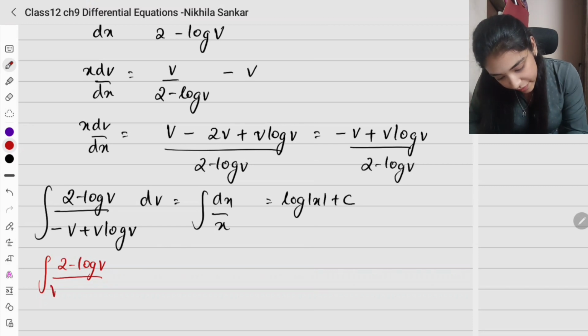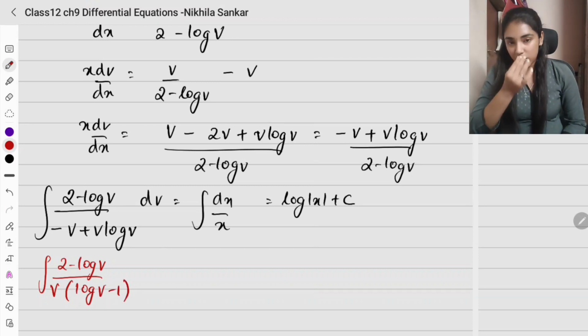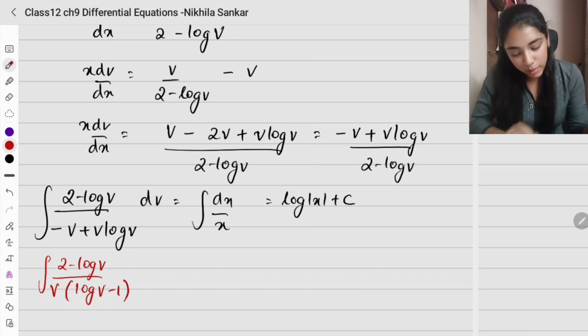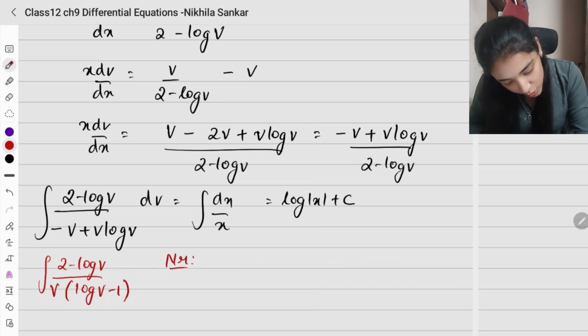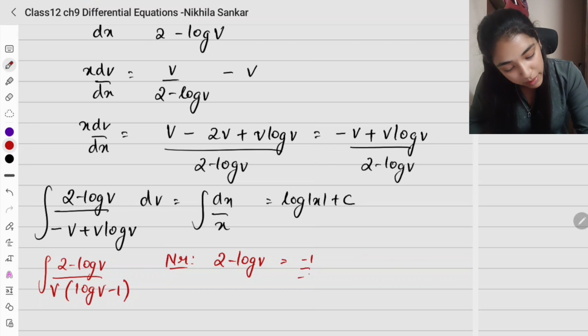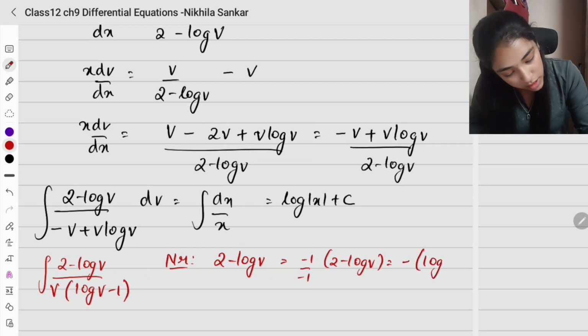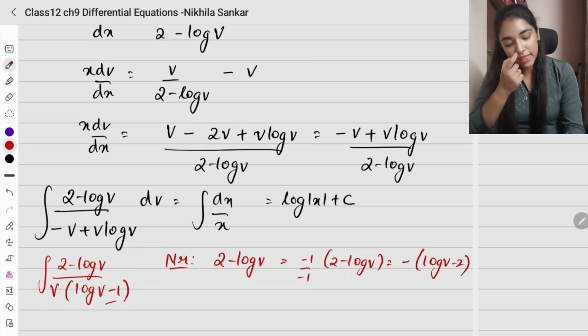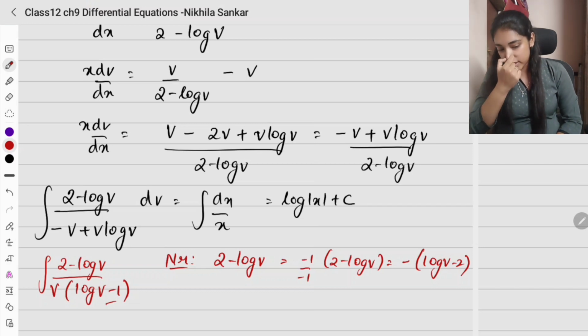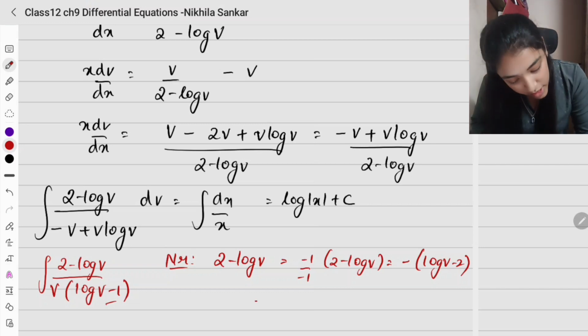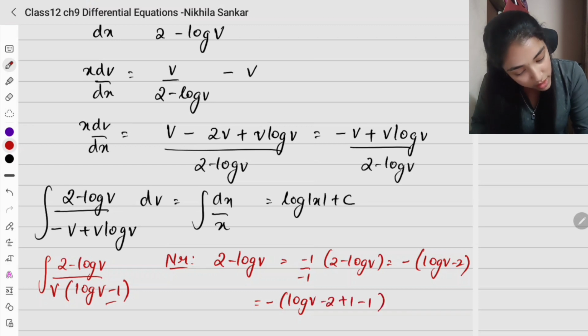So I have v times log v minus 1. There is a log v minus 1 formula. So what am I going to do with the numerator? My numerator looks something like 2 minus log v. What I'm going to do is multiply by minus 1 and divide by minus 1. So what happens? Minus of log v minus 2. I need log v minus 1 here. So what am I going to do? I'm going to add 1 and subtract 1. So I have minus of log v minus 2 plus 1 minus 1.